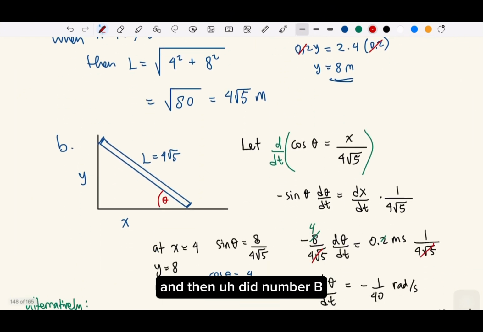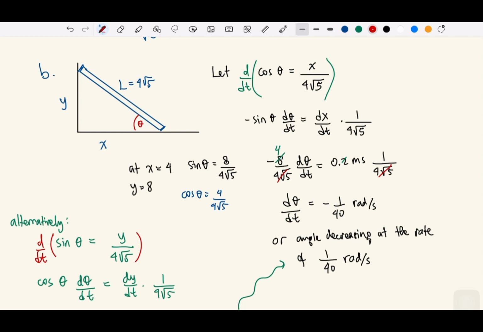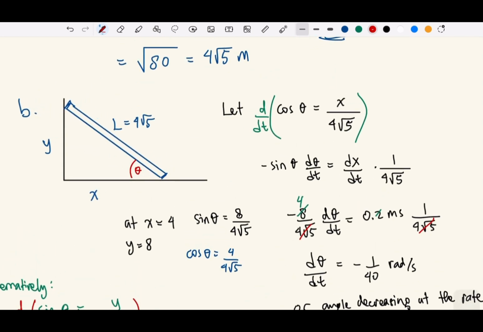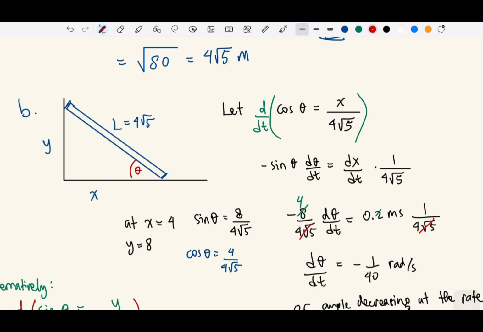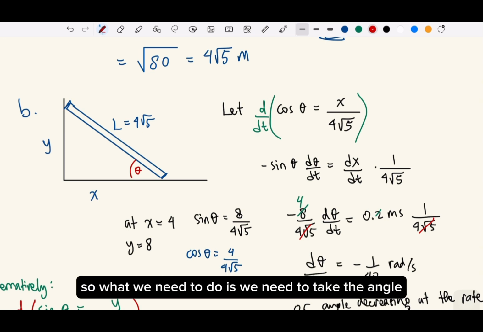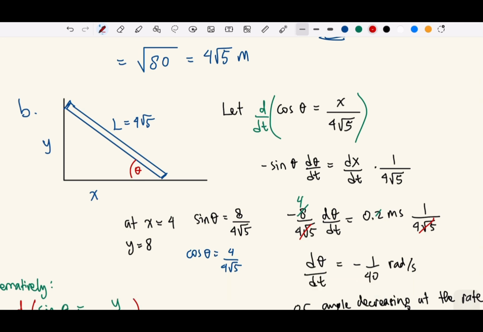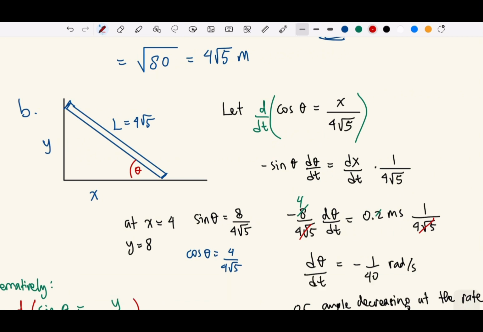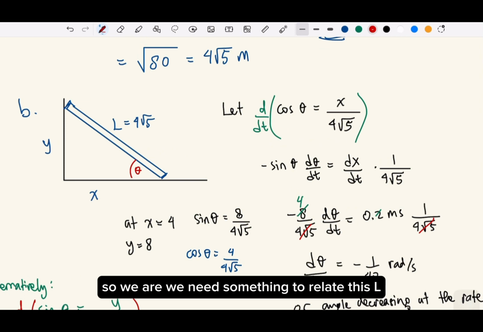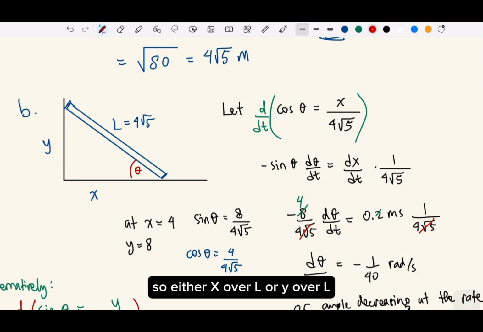And then the number b. Mostly, since you don't get the a correct, number b is also not correct. So what we need to do is take the angle as our variable, and also take the x and y as our variables. Okay? The one that is fixed is just the L, right? So we need something to relate this L. So either x over L or y over L. So either sine or cosine. Okay?